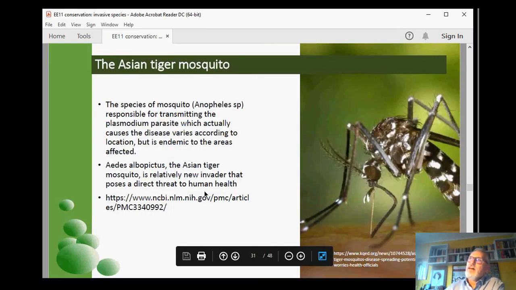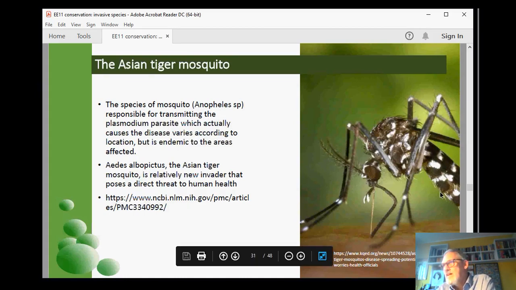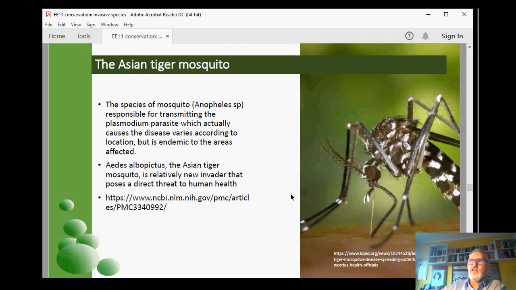Okay, but that's the endemic mosquito. But of course, we now have something which is far worse, and which is the tiger mosquito. Now, I think anyone who's been on holiday to Italy or who lives here will know this guy quite well, because this is an example of an introduced species which is acclimatizing because of a changing climate.